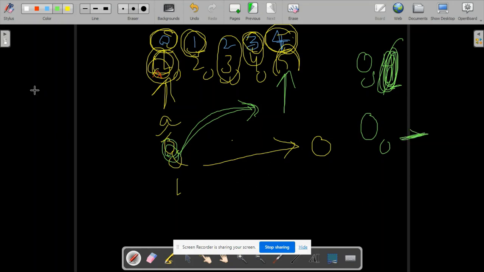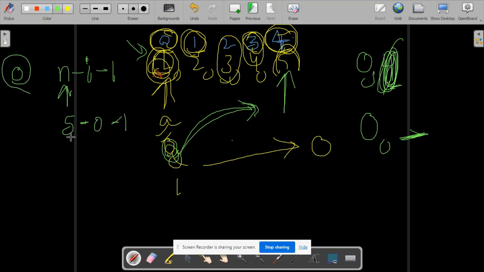How can you do that? There is a formula. If you are having 0, there is a formula: n minus i minus 1. If I put in the values, what is the value of n? What is the size of this array? 5. What is the value of i? It's 0. What is 5 minus 0 minus 1? It's 4. It means from this 0, you obtained this 4.